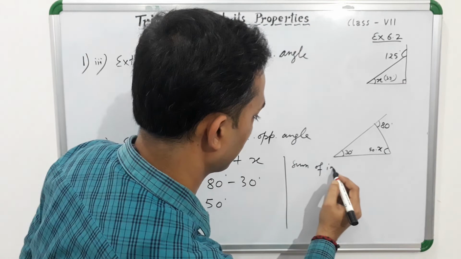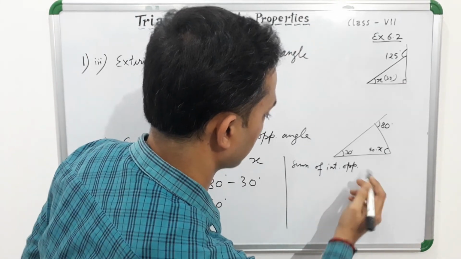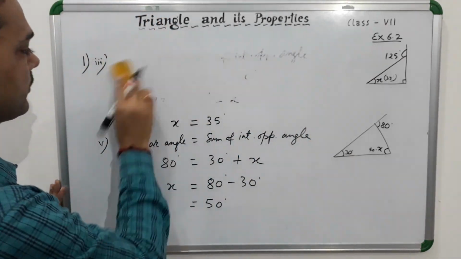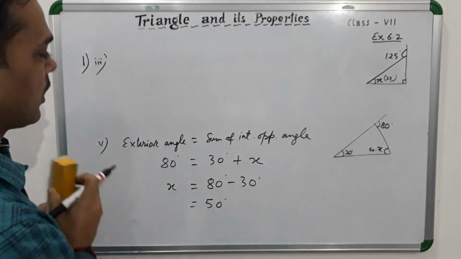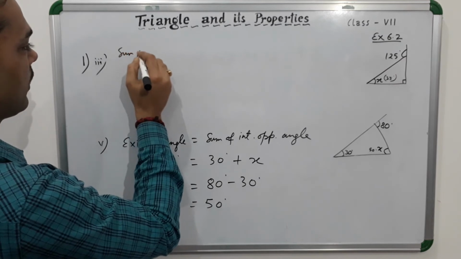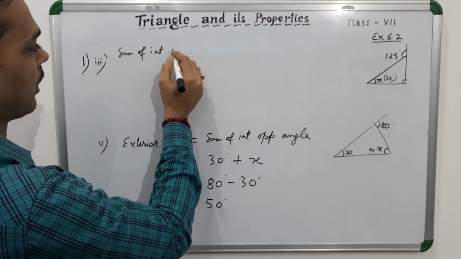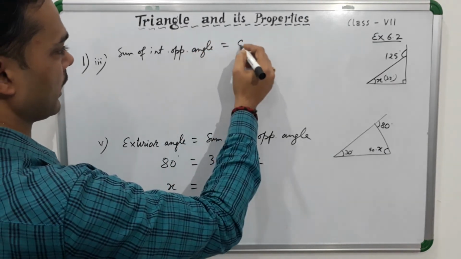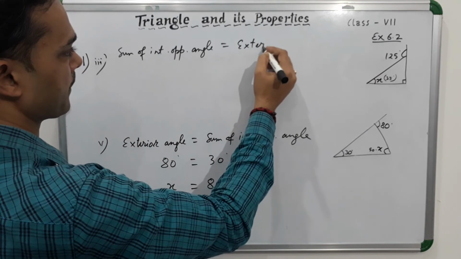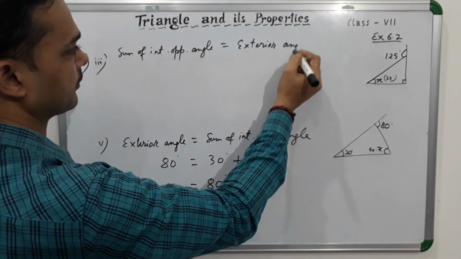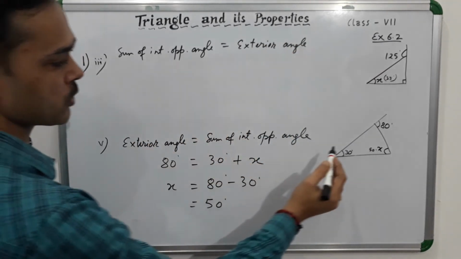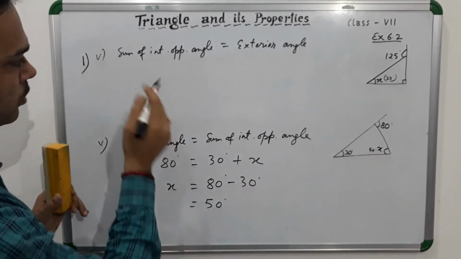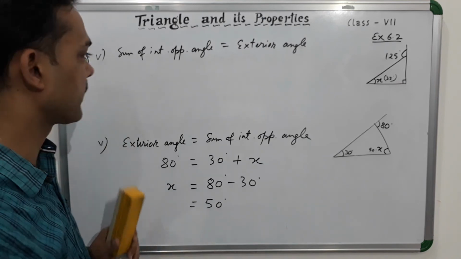Sum of interior opposite angles equals exterior angle. Okay, I am doing it over here so that you have enough space. So you can also write this as sum of interior opposite angle equals exterior angle. I am doing the fifth part only, so that you have solutions of both, and you can opt for any of the methods.